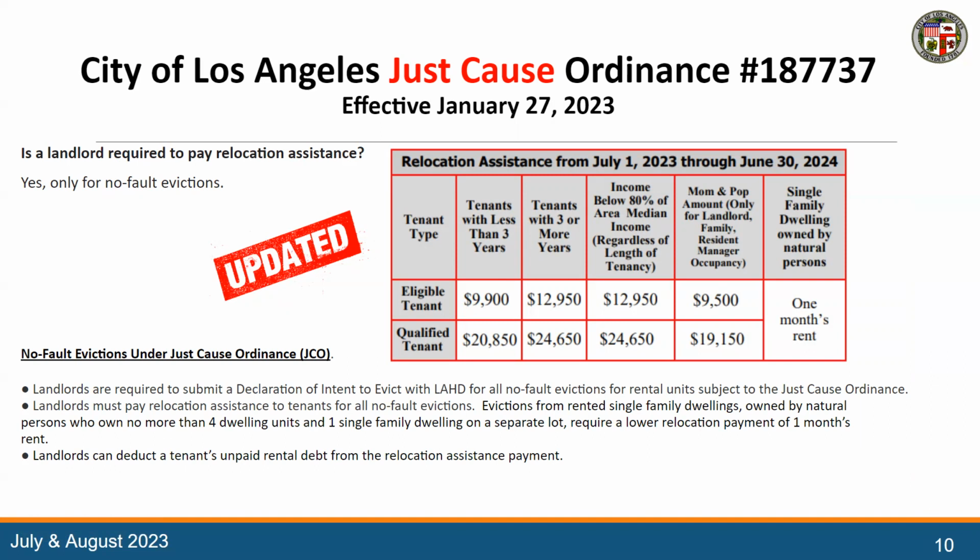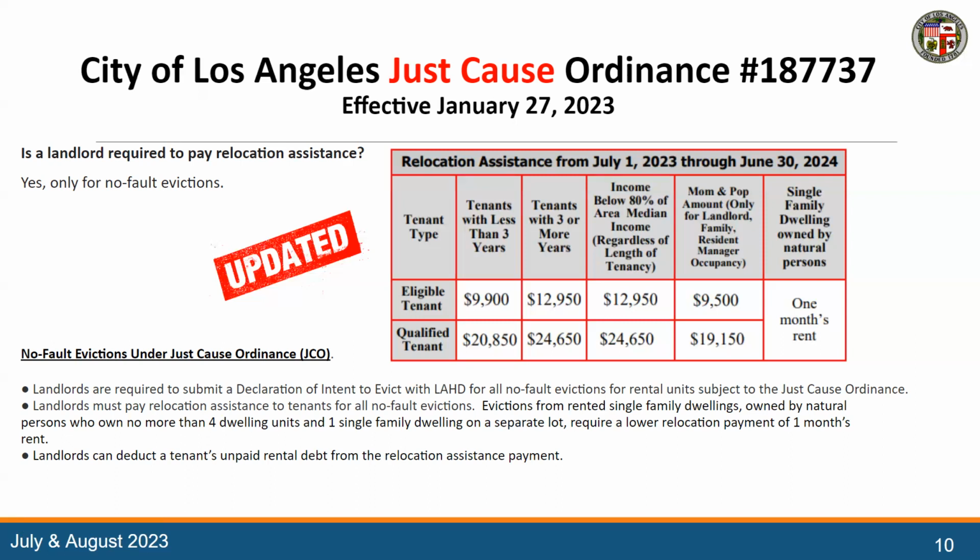A tenant that is not considered a qualified tenant is an eligible tenant and is entitled to receive a relocation assistance amount that depends on the length of time in the unit and income. A low-income tenant is a tenant whose household income is 80% or less of the AMI. Mom and pop relocation assistance applies only for evictions for landlord family occupancy or resident manager occupancy. A mom and pop landlord owns 4 or fewer rental units and a single family home on a separate lot in the city of LA.